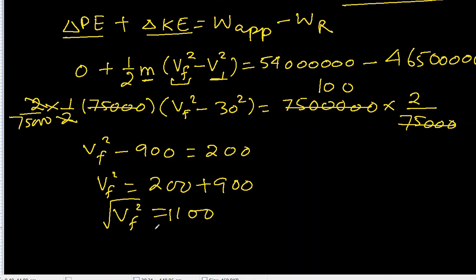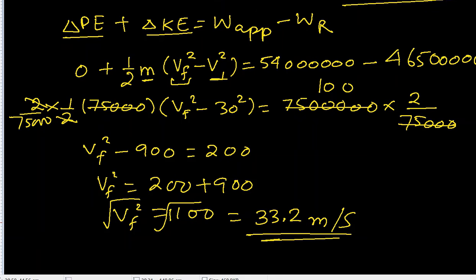We can square root both sides, and this comes out to be 33.2 meters per second is the velocity after 60 seconds.